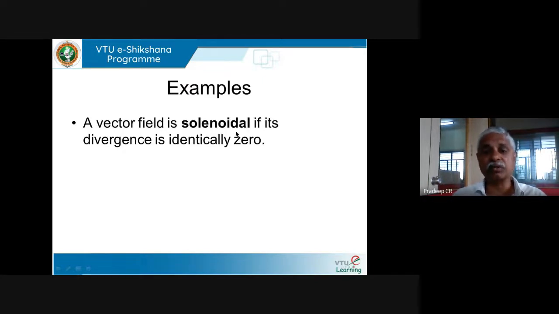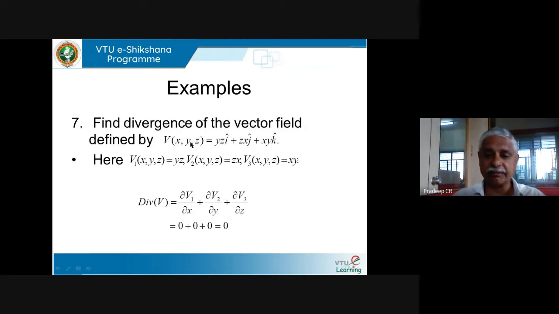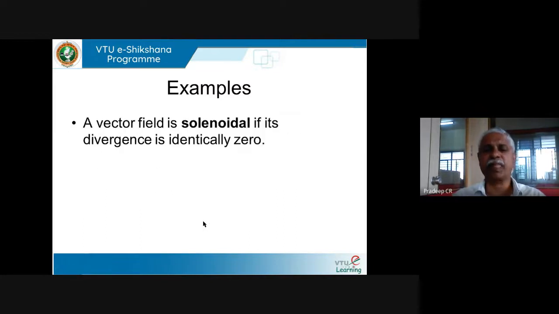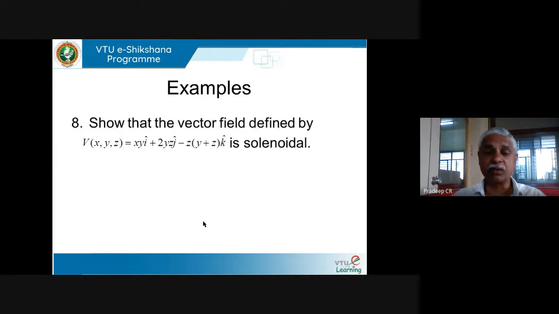A vector field is called solenoidal if its divergence is identically zero. For example, this vector field has its divergence equal to zero everywhere. At any point, divergence is zero. Such a vector field is called solenoidal. That's the definition. People could ask you this question in the exam like this: show that the vector field defined by this is solenoidal. So you should not get scared of this term solenoidal. Solenoidal just means its divergence is identically zero. Identically zero means zero everywhere.